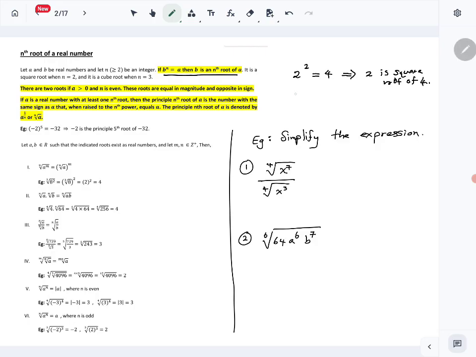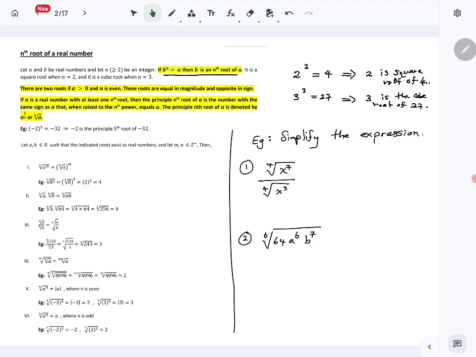Another example is, we know 3 cubed is 27. That means what? 3 is the cube root of what? Cube root of 27. Right.